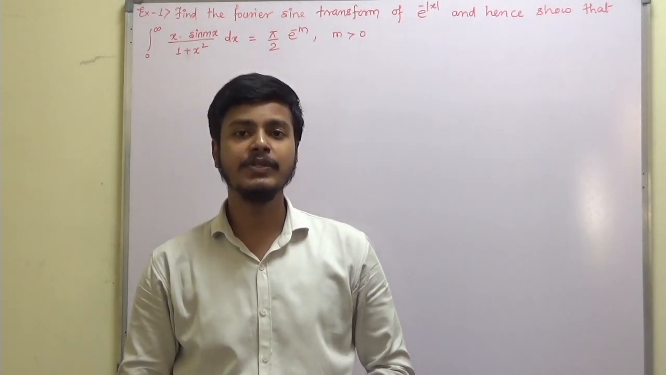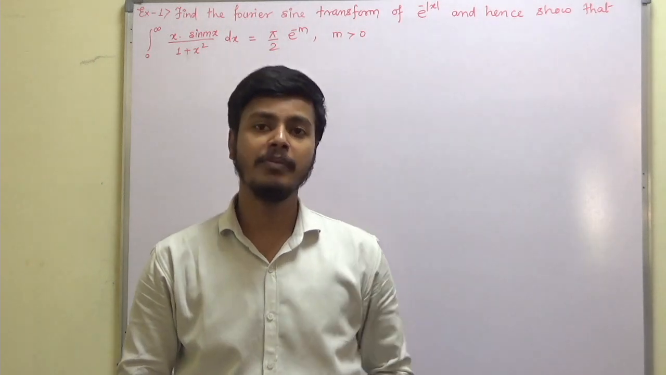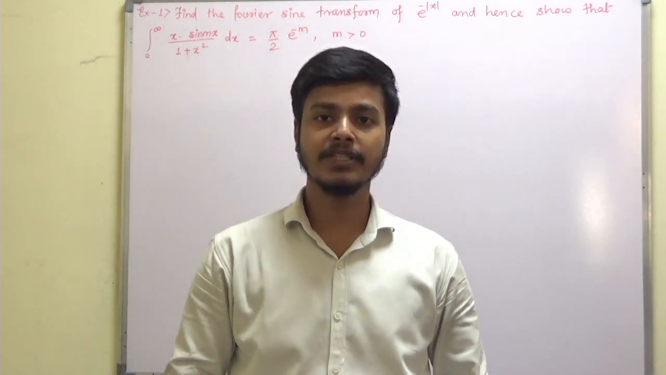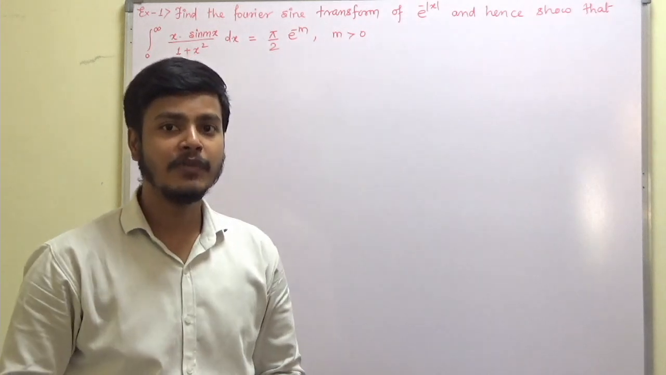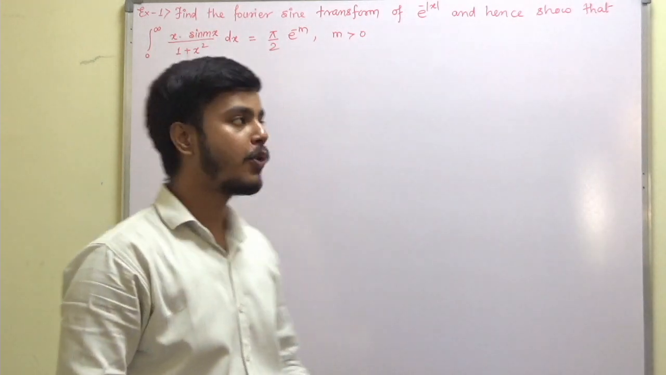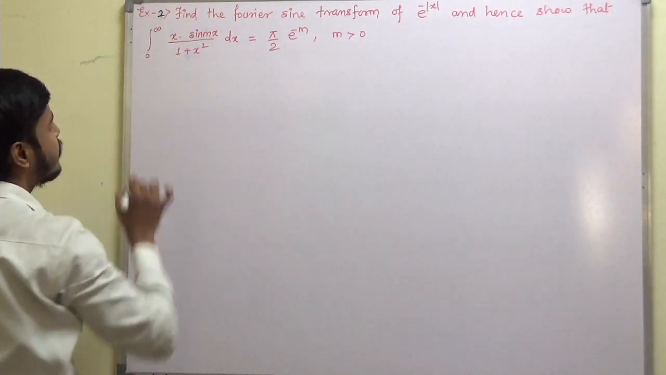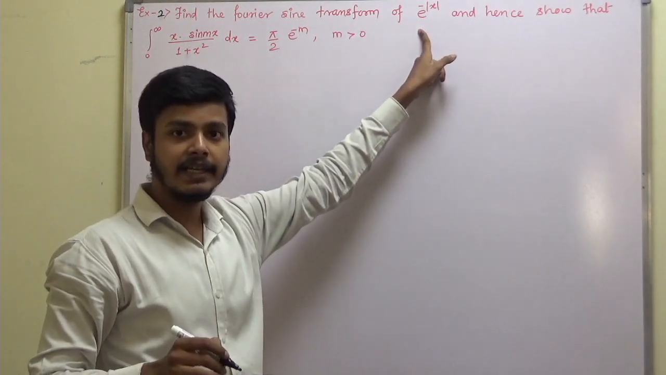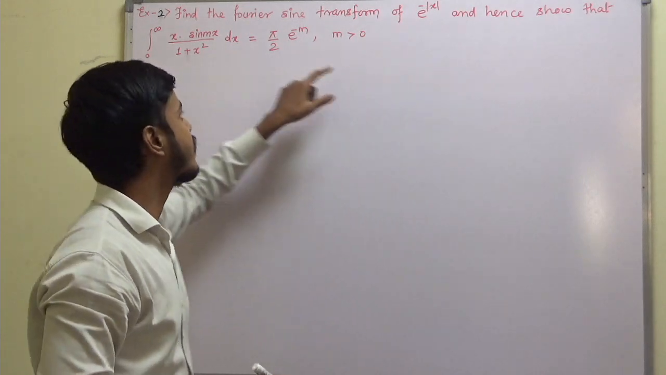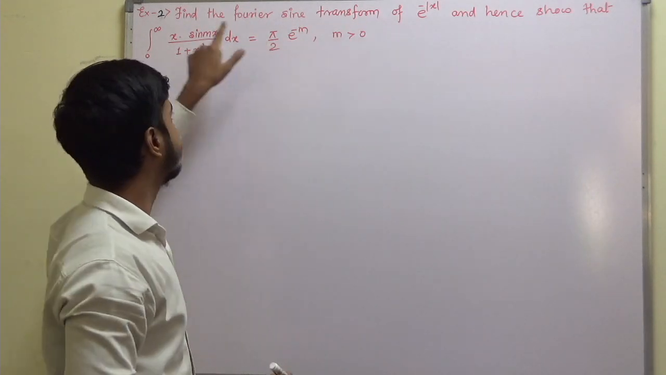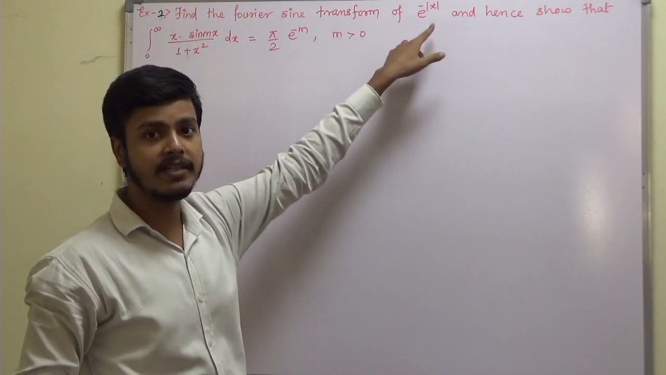In this learning video, we will continue with the same topic and take more and more examples on this Fourier transform. So without wasting much of time, let us see what this problem says. This problem says find out the Fourier sine transform of this and hence show that. So we will first concentrate on the first part. We will first of all find out the Fourier sine transform of this.